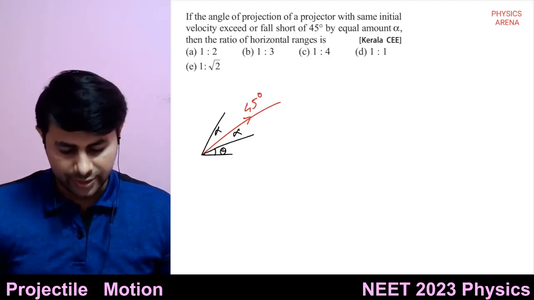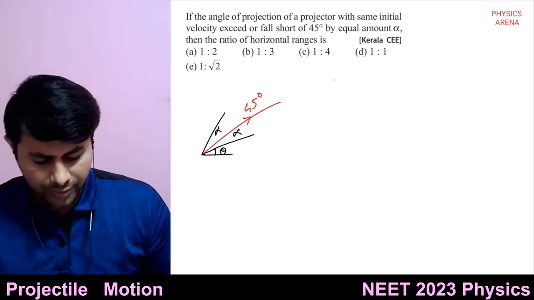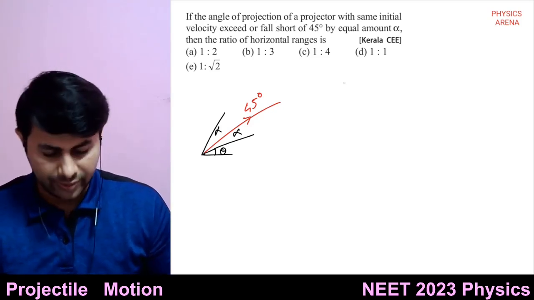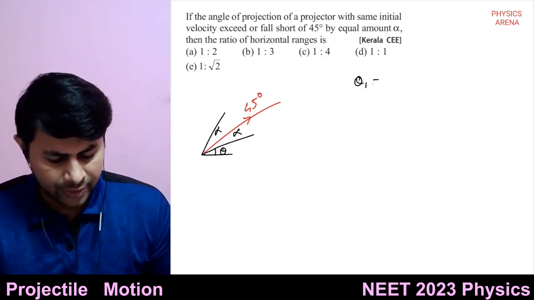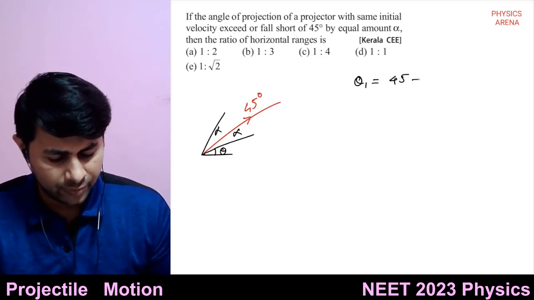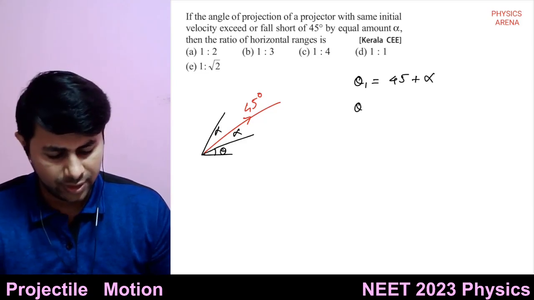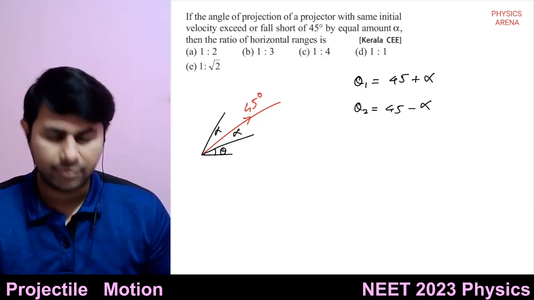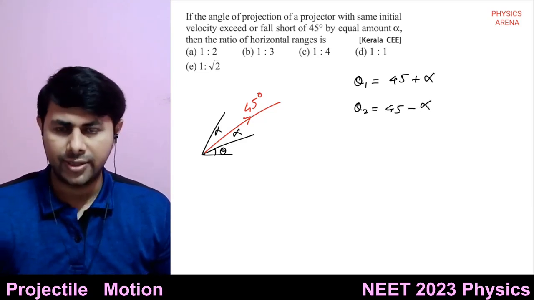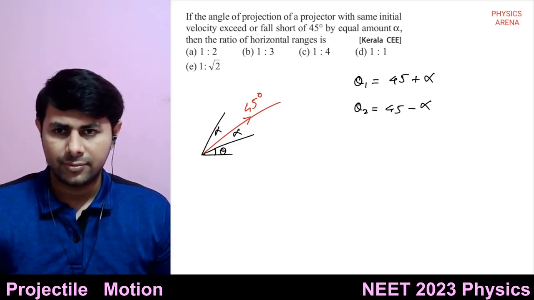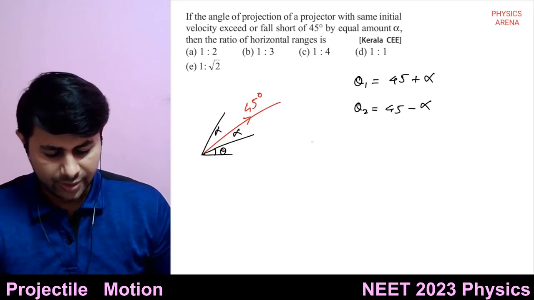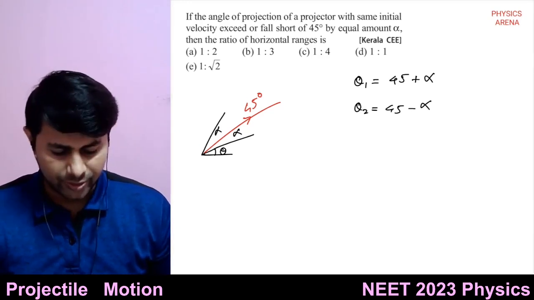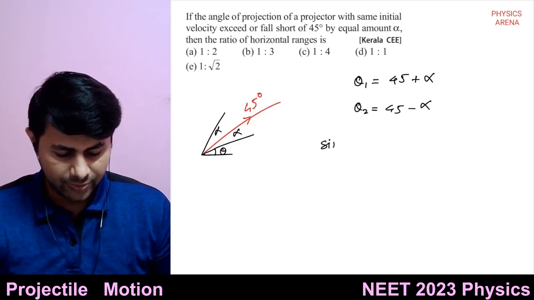Okay, let's try to solve this. Let's say the first angle is theta 1 and the second one is theta 2. So theta 1 is 45 plus alpha, theta 2 is 45 minus alpha. Got this? Yes. Okay, so what will be the range? Range is just directly proportional to what? Sine of 2 theta.